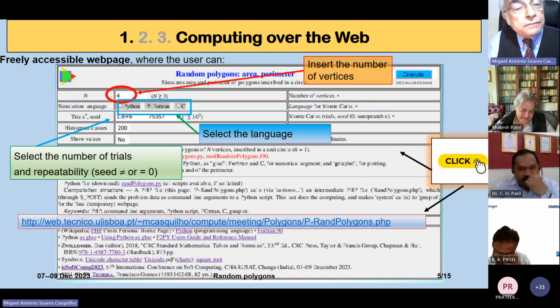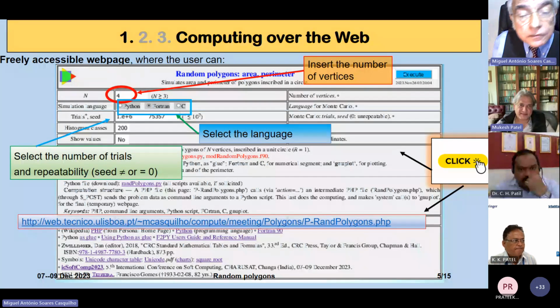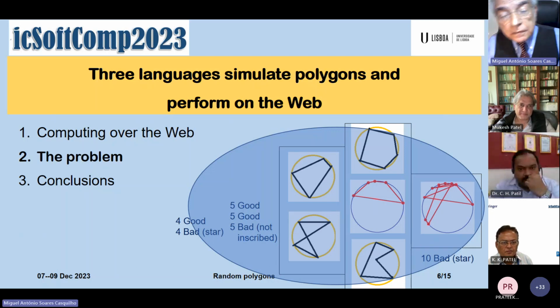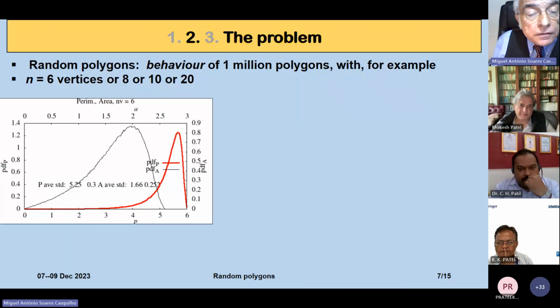Okay, so this is an example related. This is the page for our problem. Let's go on. You can click and go to my pages. So the problem. This is just an illustration. I made a million trials with random polygons of hexagons and got this result. These are the frequencies of the values of the perimeter and of the area.